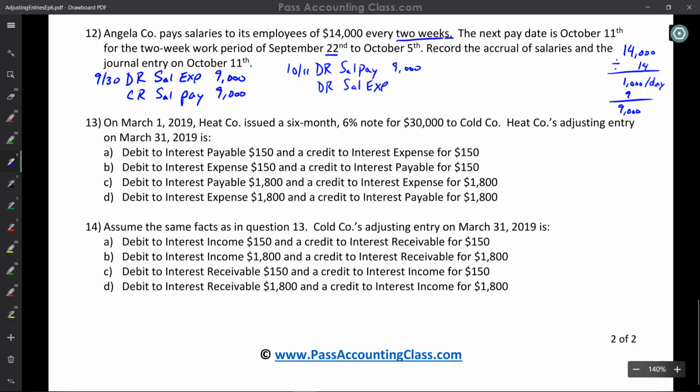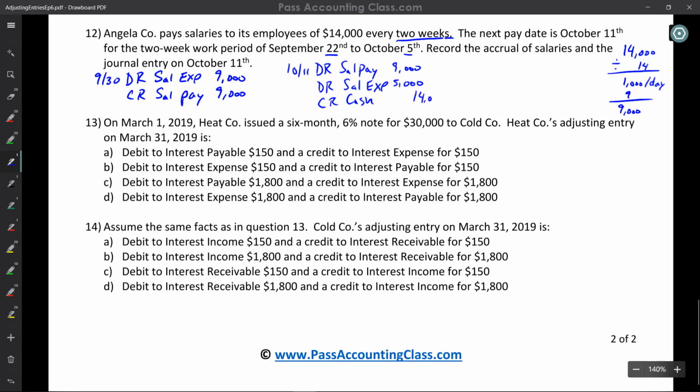And this is going to be for the first 5 days in October because the pay period was from September 22nd to October 5th. And so we need to recognize the expense of 5 days, the first 5 days, that's October 1st to October 5th. And to do that, then we're going to take 5, because there's 5 days, times $1,000 per day, and that leaves us with $5,000.